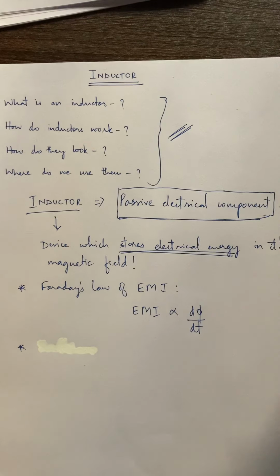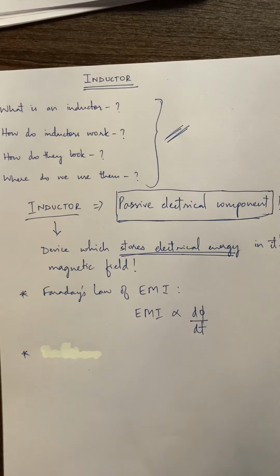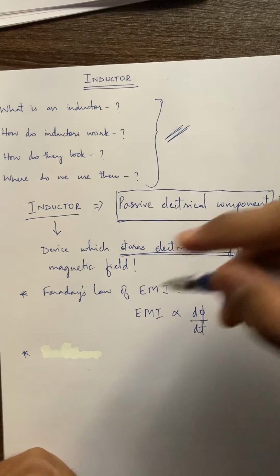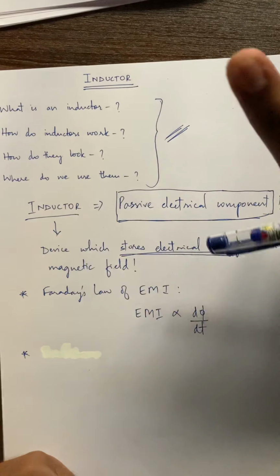Now, we know what an inductor is superficially, right? Now, let's get into what an inductor actually is. An inductor is a device which stores electrical energy in its magnetic field. How does it store energy in the field? How does it supply energy to the load? We'll get into that. Now, before we get into the working, let's remember two very, very important things.